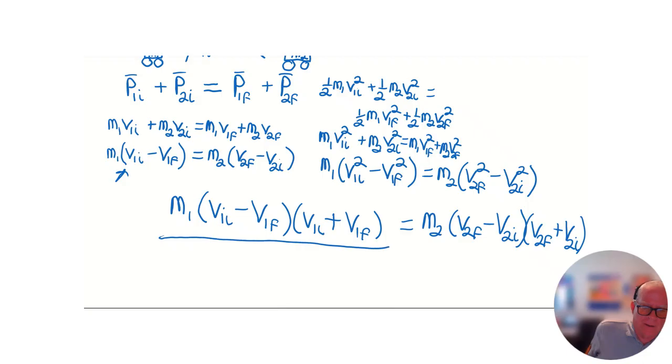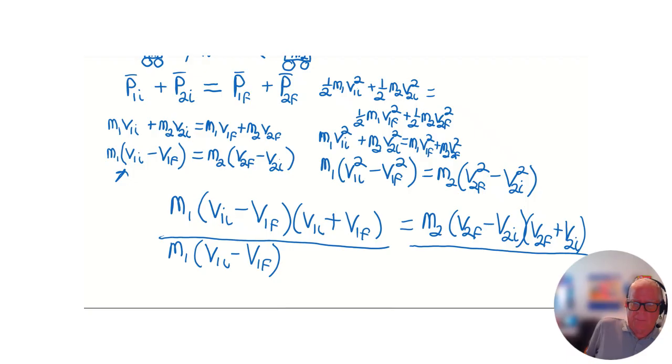And in the denominator, we now have M1 times V1 initial minus V1 final. And then on the right-hand side of that equation, we're going to do the exact opposite. We're going to divide by the right-hand side of the other equation, which is M2 times V2 final minus V2 initial.